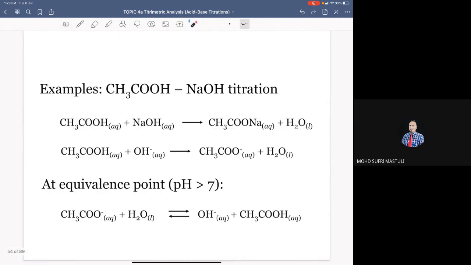So here is an example of weak acid, strong base. Okay, so the strong base, hydroxide, reacts with acetic acid. So the equivalent point pH is above pH 7. Okay, so this is a reversible reaction.